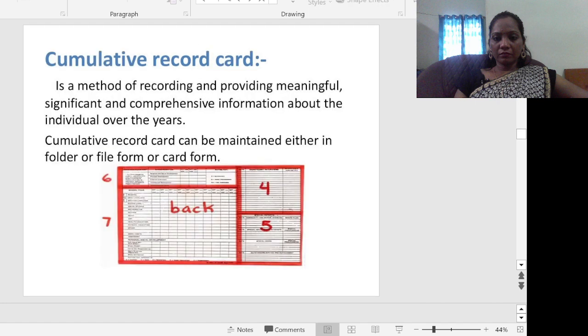So the third one is anecdotal record, and the fourth one is cumulative record. It's a method of recording and providing meaningful and significant comprehensive information about an individual over the years. When they join the course, we maintain everything, not only incidents: their internal marks, their behavior, their cultural activities, all the things. The cumulative record card can be maintained in a folder, a file, or card form. In this way we record statements about the individual's behavior.